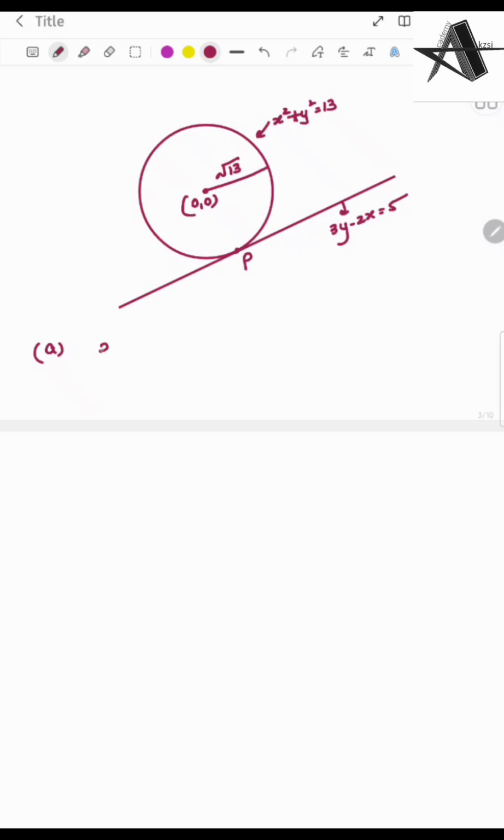My two equations are x squared plus y squared equals 13, and the second is 3y minus 2x equals 5. Because one is a linear equation and one is a non-linear equation, I can't do the elimination method in that case. We need to substitute, and substitution is always done from the linear part. So from here 3y equals 5 plus 2x, or y equals 5 plus 2x over 3. Now substitute this value of y.